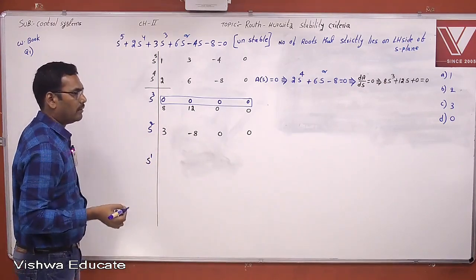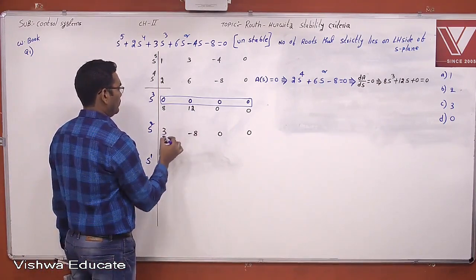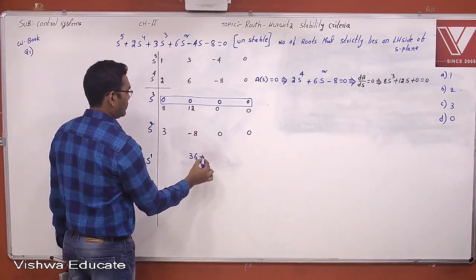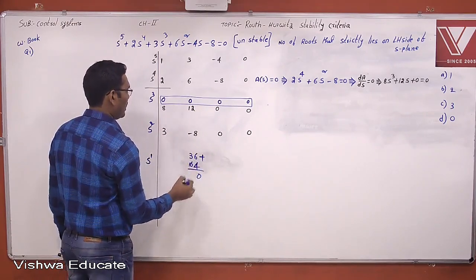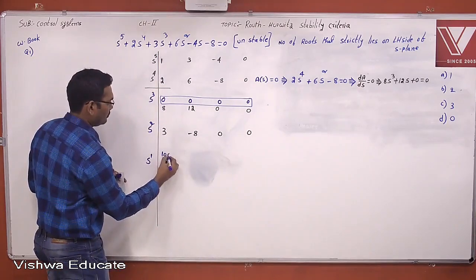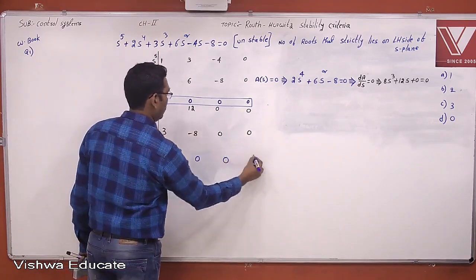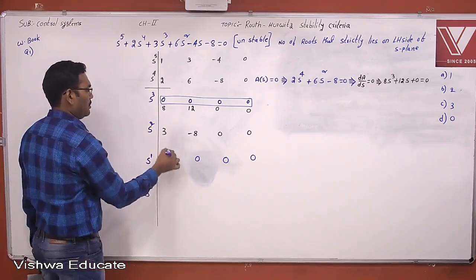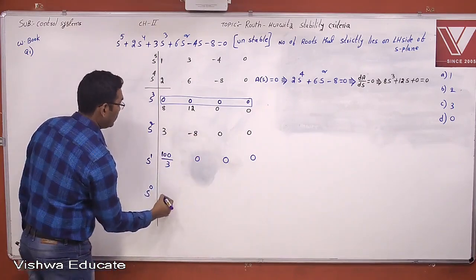Now s power 1, which is nothing but 12 into 3, 36, plus 64, so this is 100 by 3. Then 0, 0, 0. Now this is s power 0: x into minus 8, minus 8x, this is minus 8.